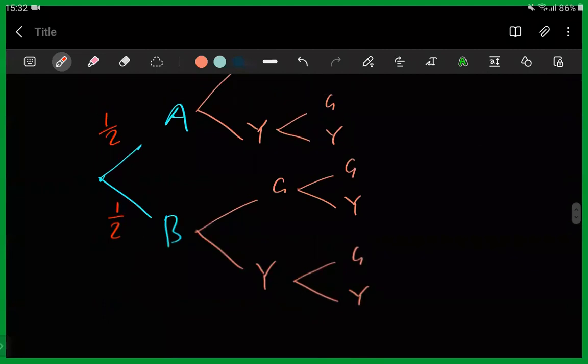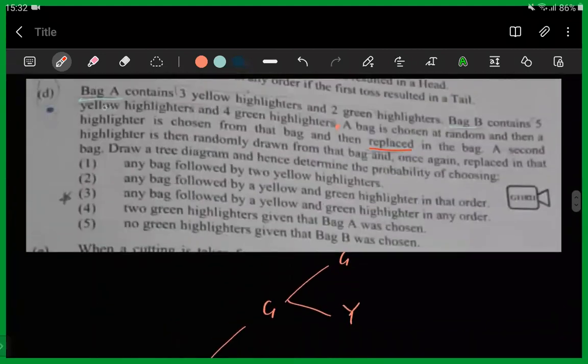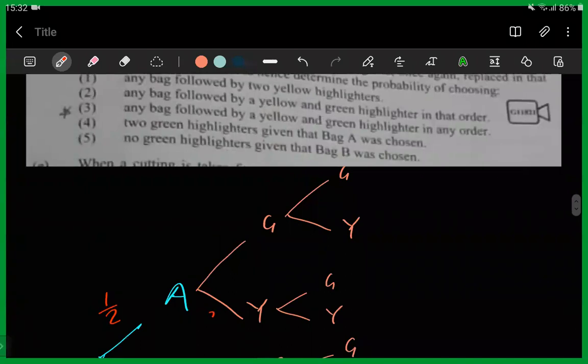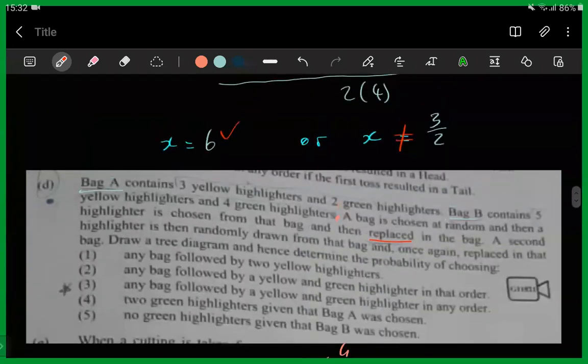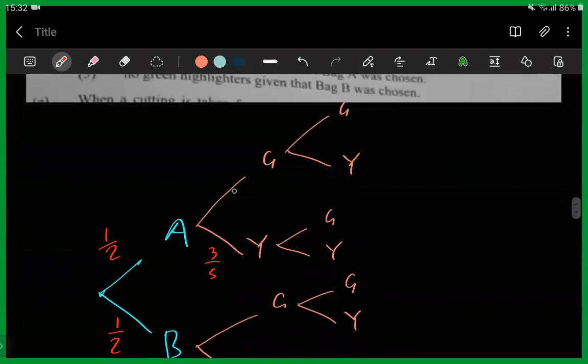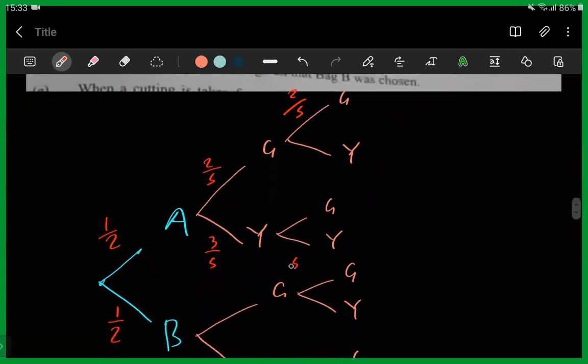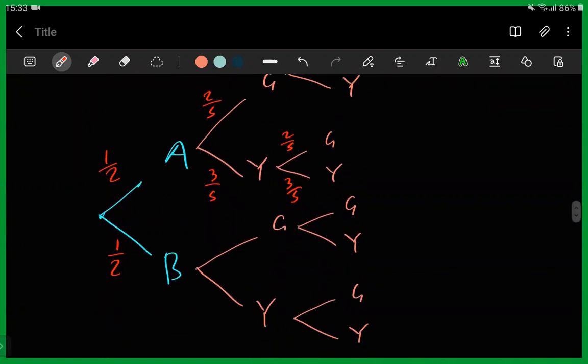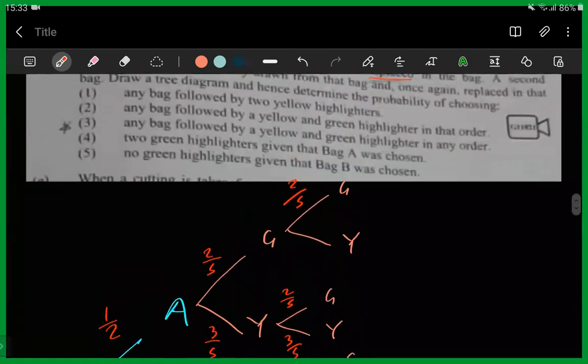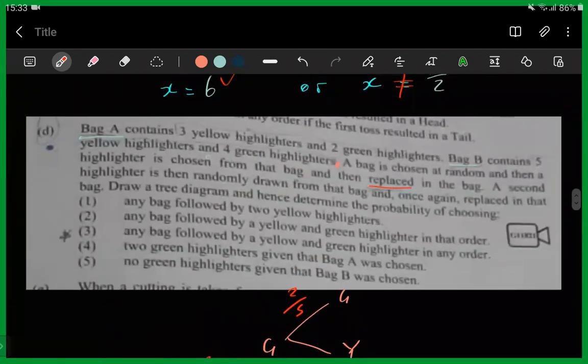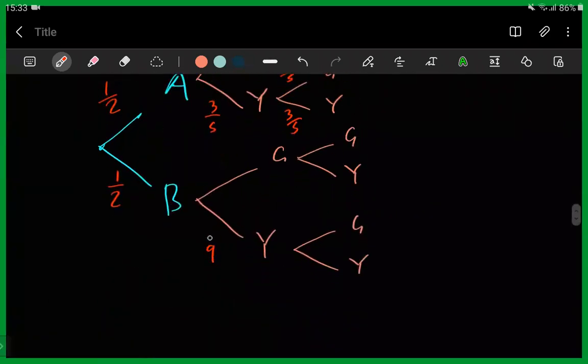So when you choose a bag, let's say bag A, for yellow highlighters you have 3 of them out of a total of 5. For green highlighters, you have 2 of them out of a total of 5. If you take a green and put everything back, you still have 5 highlighters and still the 2 green ones. For yellow, you still have 3 of 5, and 2 over 5 for the green ones, since you replace them. For bag B, you have 5 yellow ones and 4 green ones, meaning a total of 9.